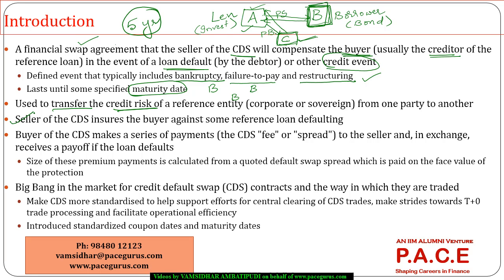So that's where we say the seller of the CDS, who is the protection seller as well, is insuring the buyer against some reference loan defaulting. So that's how the definition needs to be looked at. The seller of the CDS is insuring the buyer of the CDS. And just to get that kind of insurance, its word is insurance, which means to get that kind of protection, the buyer of the CDS has to make premium payments.